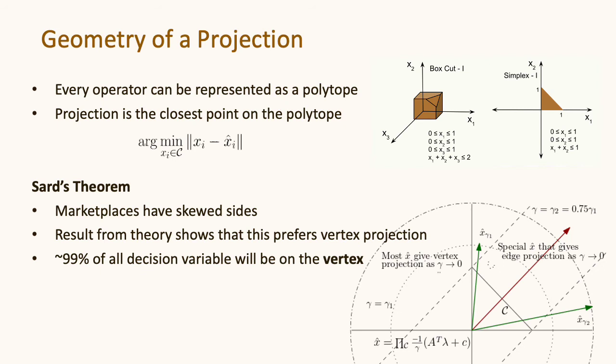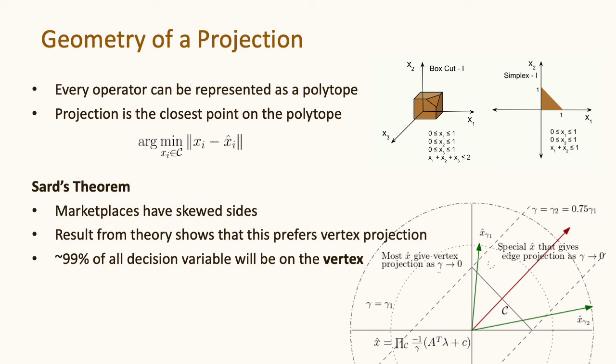To understand the intuition behind our approach, it is important to think in terms of the geometry of the projection operations. Every operator that I spoke about can be represented as a polytope, and projection is the process of finding the closest point on this polytope. We have looked at internet marketplaces, and one key property of internet marketplaces is that the two sides of the marketplace are typically skewed. Either demand constraints or supply constraints make one side orders of magnitude smaller than the other side.